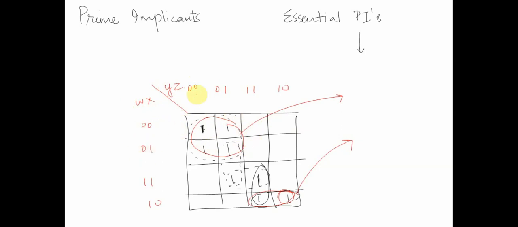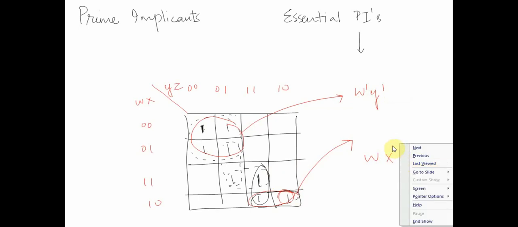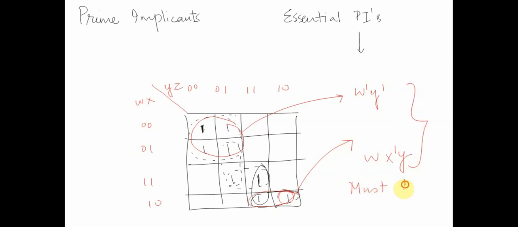What will be this particular expression? Basically w bar and y bar. Is this correct, right? So this will be w bar y bar. How about this particular expression? This is w x bar y. Correct? This is clear, right? So y bar and w bar, and w bar y, these are essential prime implicants. These are must have in the final term or expression, right?